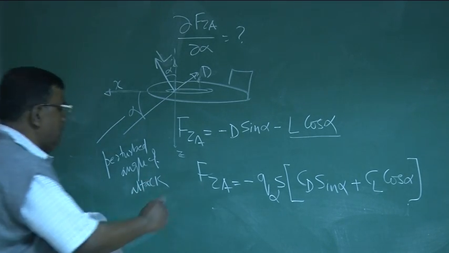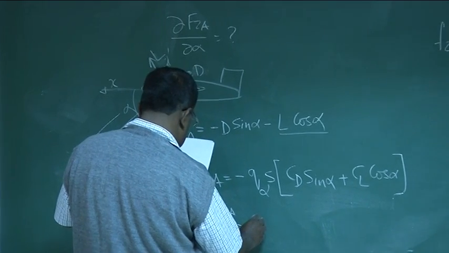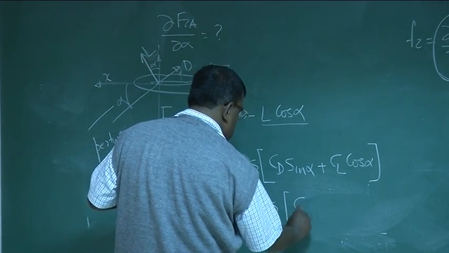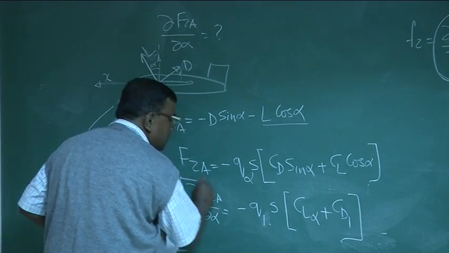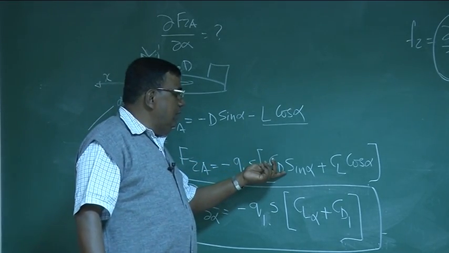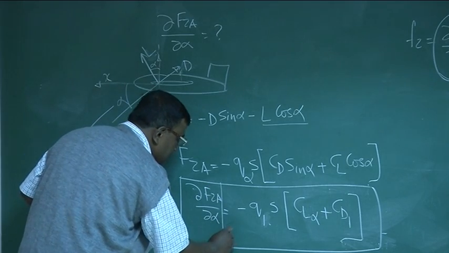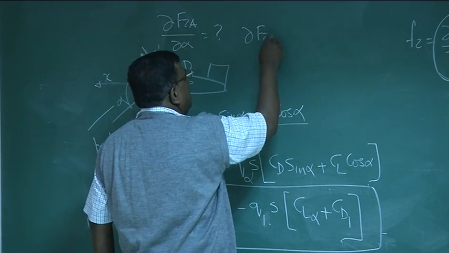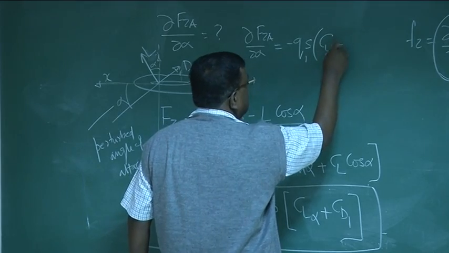Okay, this is fine. So now what is our aim? Our aim is dFZA by d alpha, which will be minus q infinity S into CL alpha plus CD1. I expect you should be able to derive this relationship. This is a class 10th problem: you take one derivative with respect to CD, one derivative with respect to the sine alpha, and put at steady state alpha perturbed as 0. So you should get dFZA by d alpha as minus q1 S into CL alpha plus CD1.